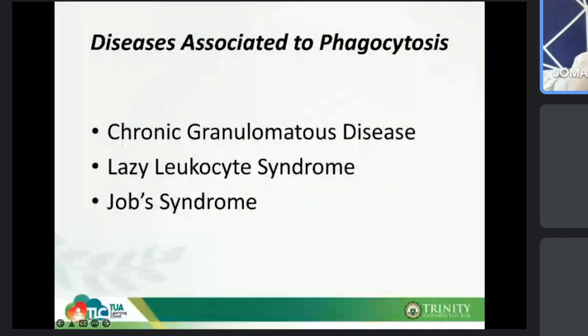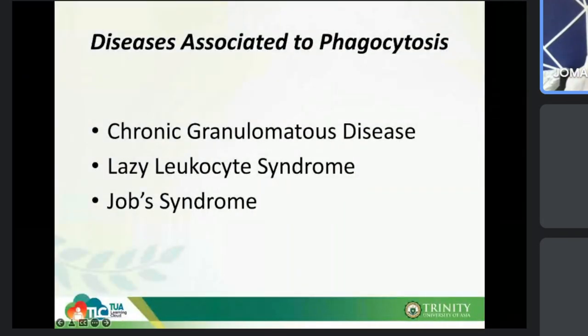Kanina, sabi ko, di ba, merong two types of movement or two types of activity ang ating white blood cell. Ano yung dalawang yon? Random and yung chemotactic activity niya. Ano ulit yung test natin for chemotactic activity? What is the test for chemotactic activity? Boyden chamber assay. Okay, correct. Your Boyden chamber assay is a test for your chemotactic activity.